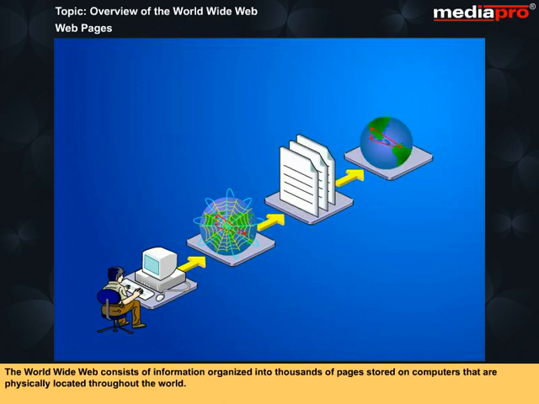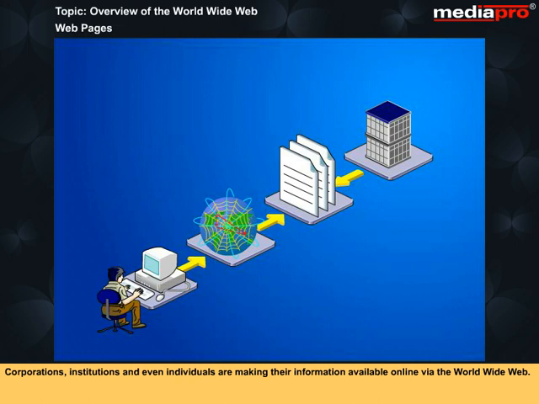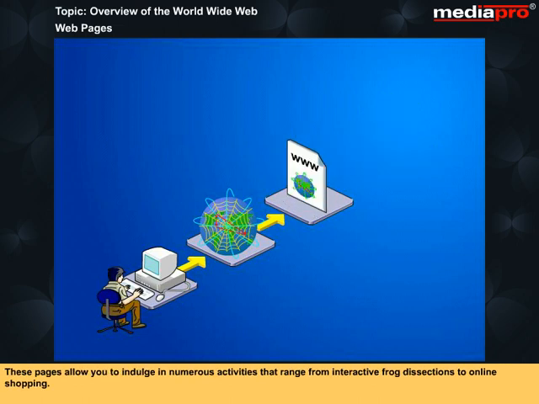The World Wide Web consists of information organized into thousands of pages, stored on computers that are physically located throughout the world. Corporations, institutions, and even individuals are making their information available online via the World Wide Web. These pages allow you to indulge in numerous activities that range from interactive frog dissections to online shopping.